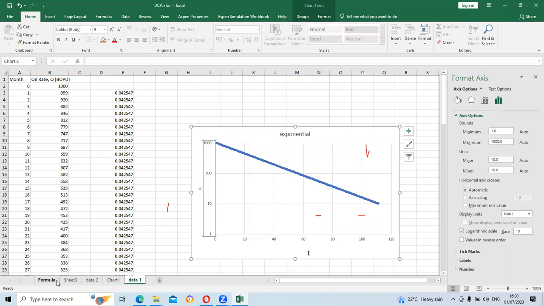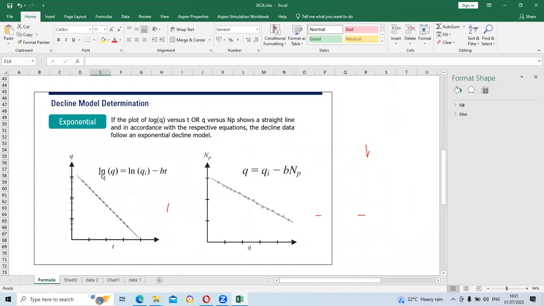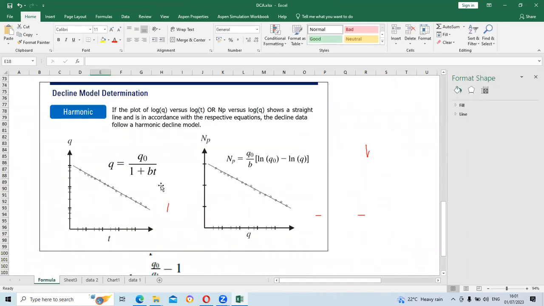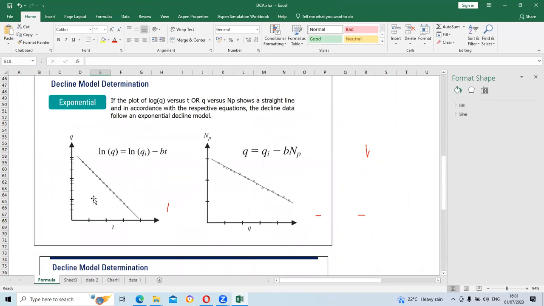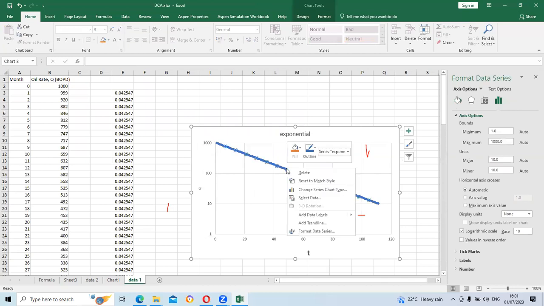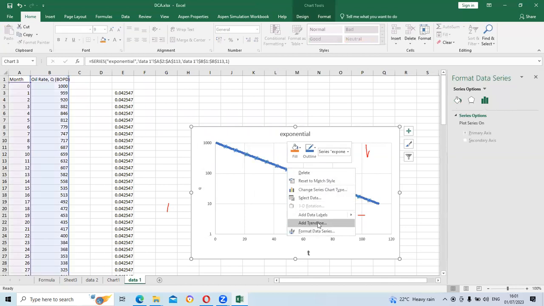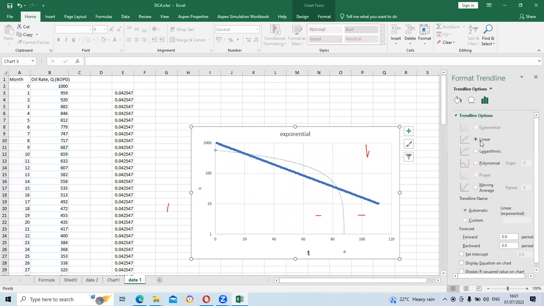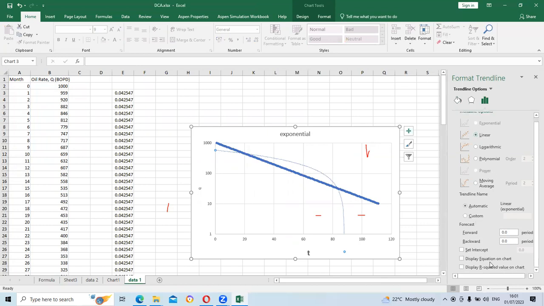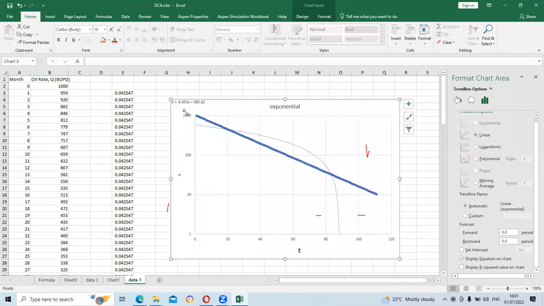So that gives us what we expect when we draw the graph of ln rate against t. Remember, if it is this case, you are putting log on the y-axis and log on the x-axis. We want to draw now the equation of this line. I may just simply right-click on it and add trend line. I look at the trend line, maybe linear, yes, linear is okay. And then I take display equation on chart. So that's the equation of the trend line.